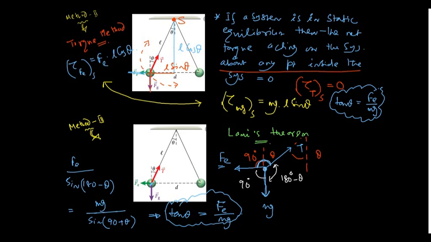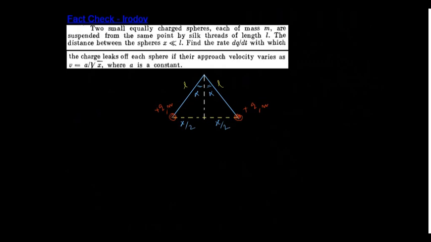चलो. So next, on the basis of the concept that we have learned, I have taken a question from Irodov, and we will discuss it. So let us read the question. They are saying that there are two small equally charged spheres, each of mass m, suspended from the same point by silk threads. Silk thread is important. No leaking of charge. The distance between the spheres x is much less than L. So this separation between them is much less than L, that you can see in the diagram.